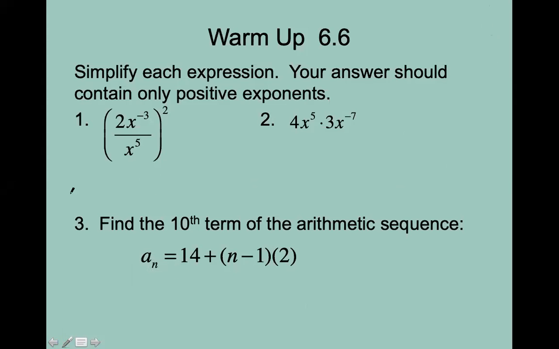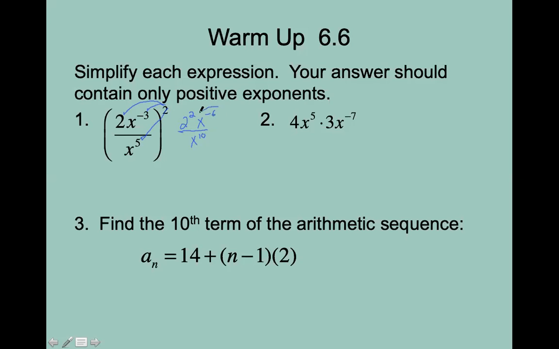Okay, welcome back. Let's give these a whirl. So this one, we have all kinds of, we have quotient property, we have power properties. Remember, if there's one on the outside, it needs to be distributed to everything inside here, including the denominator. So we're going to have 2 to the second power. We're going to have x to the negative 6 power, right? Negative 3 times 2 is negative 6. And in the denominator, we have x to the 5 times 2 would be x to the 10th power, right?